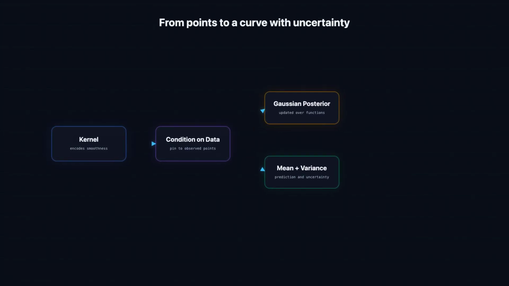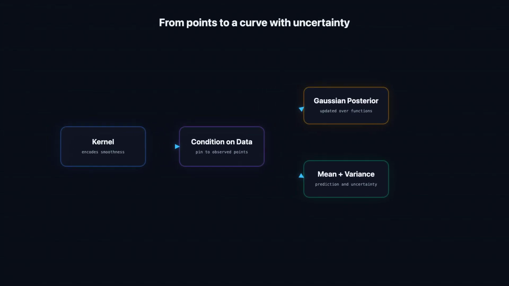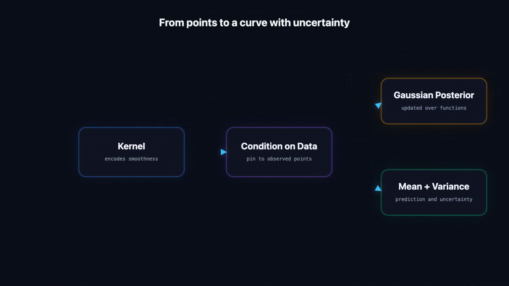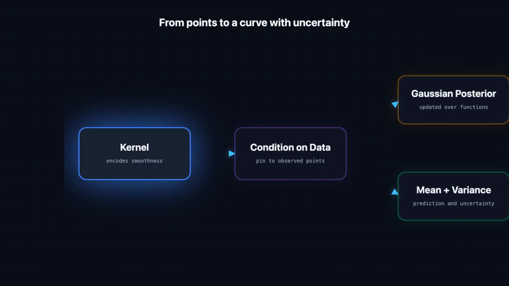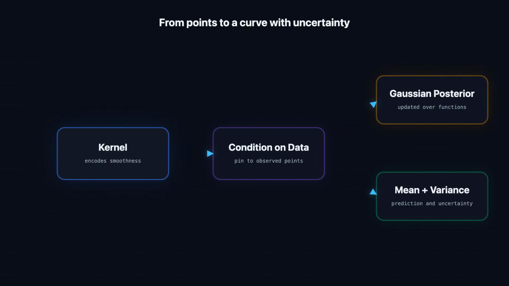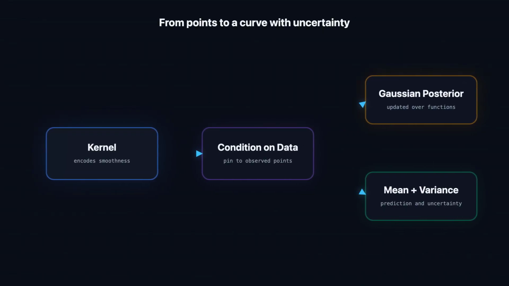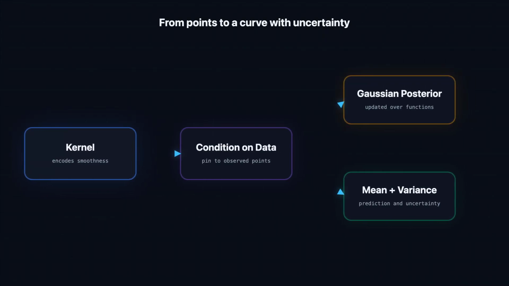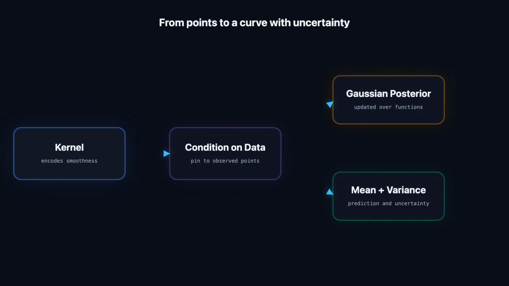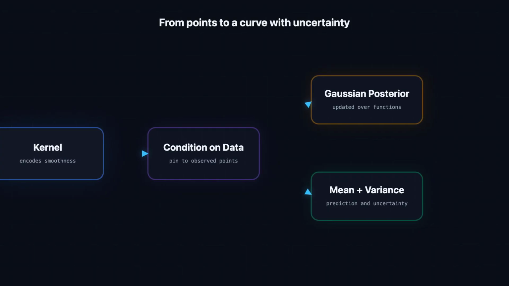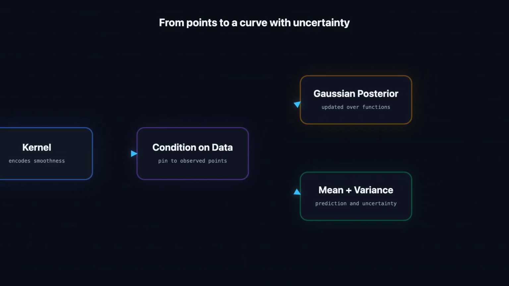So how does it actually turn a handful of observed points into a curve with uncertainty attached? Let's walk the pipeline. Everything starts with the kernel, also called the covariance function. This is where you encode your assumptions about smoothness. The kernel decides how strongly two nearby inputs should have correlated outputs, which is really just a formal way of saying similar inputs tend to give similar answers.